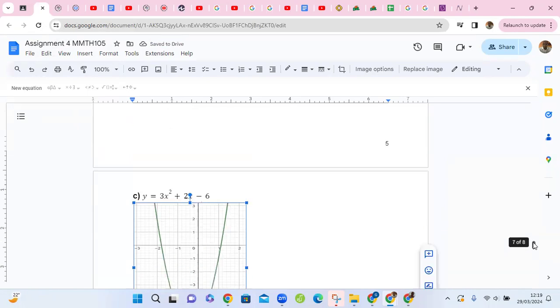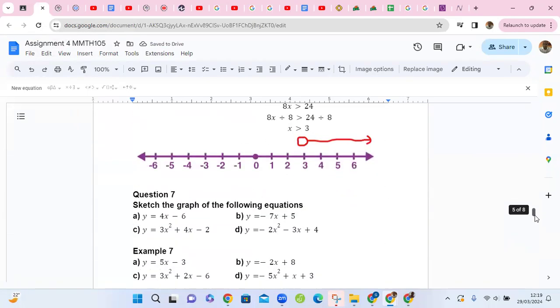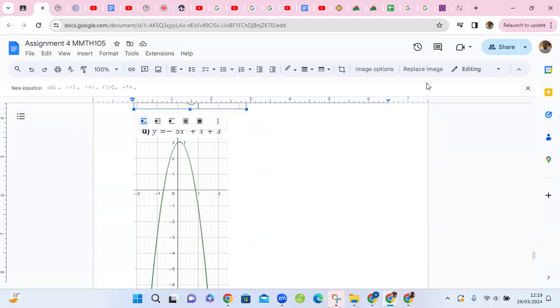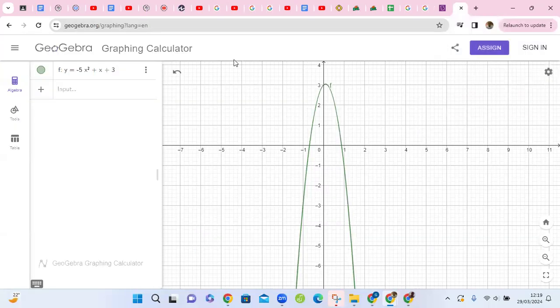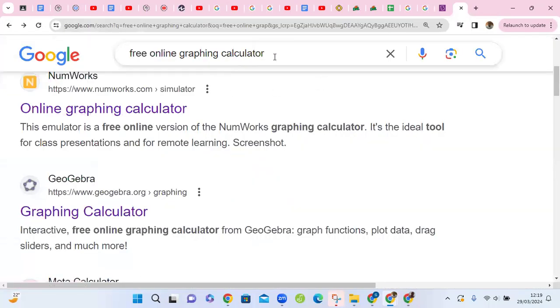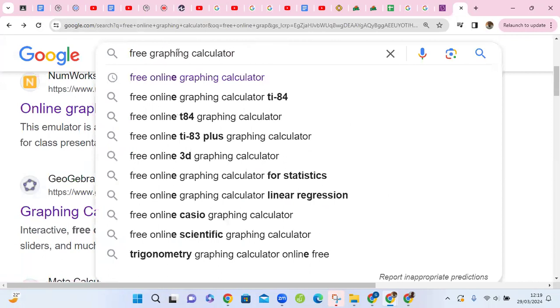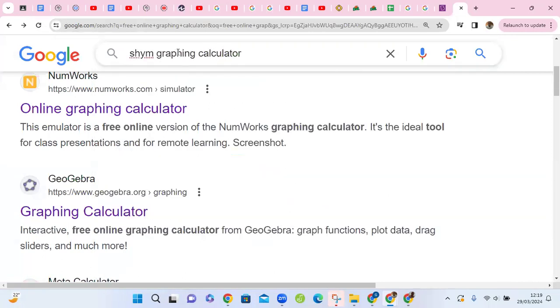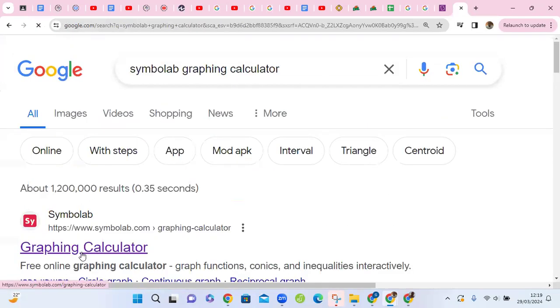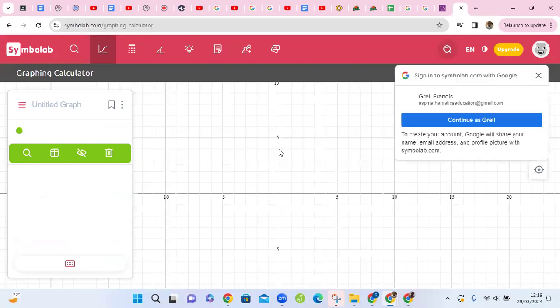So here you have it, using online software. You can experiment with other software. You can use Symbolab, S-Y-M-B-O-L-A-B. Here it is, the Symbolab graphing calculator, and it can be used also.